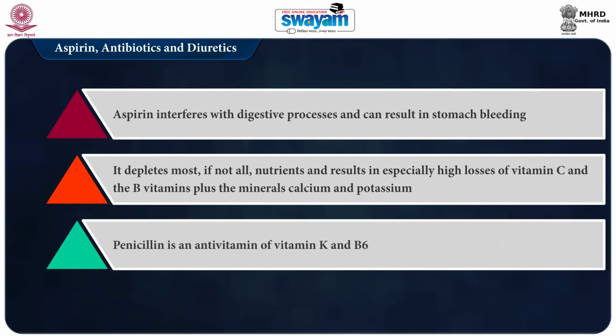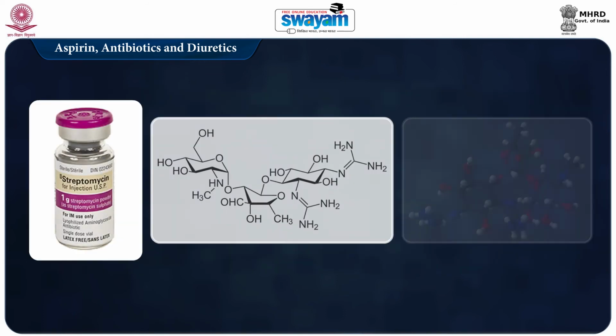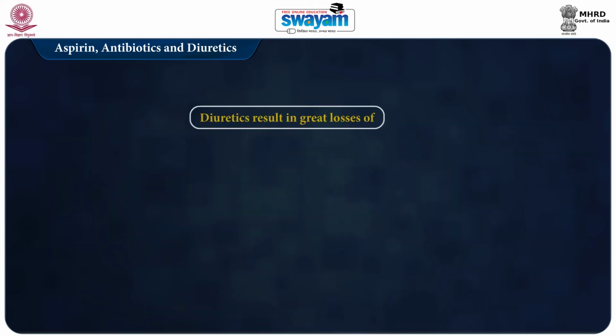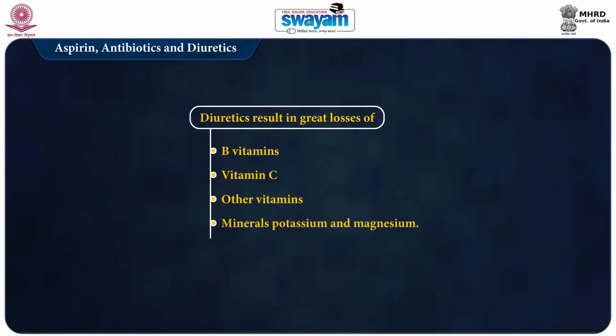Now, penicillin is an antivitamin of vitamin K and B6. The antibiotic streptomycin is a folic acid antagonist, and it also inactivates manganese. Now, this is a mineral which is needed for the functioning of many enzymes in the body. Diuretics, if given, result in great losses of B vitamins, vitamin C, other vitamins, and the minerals potassium and magnesium.